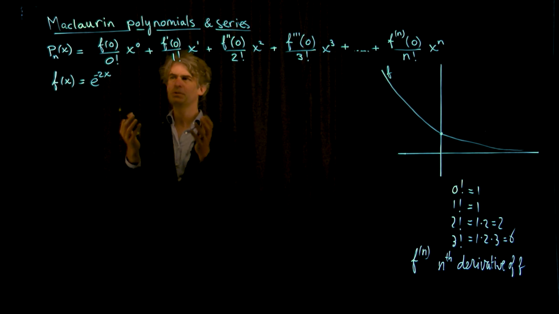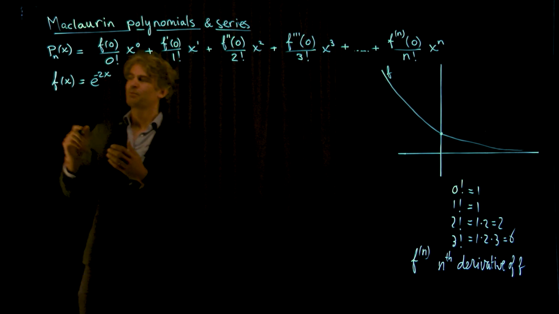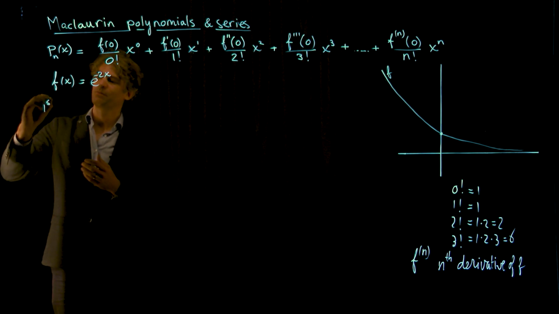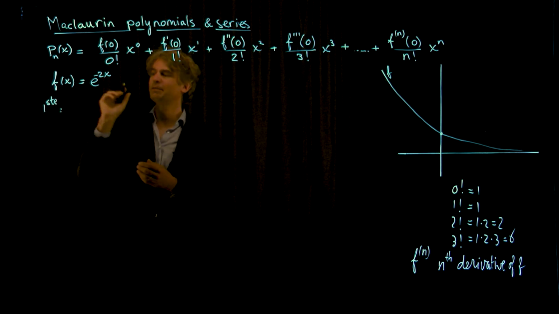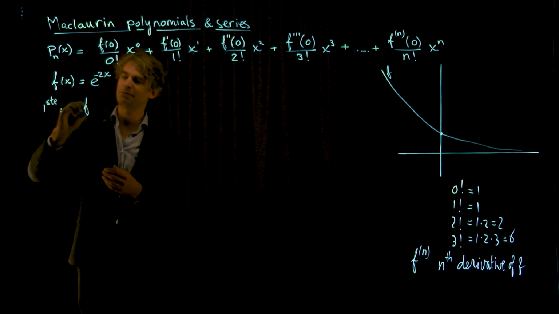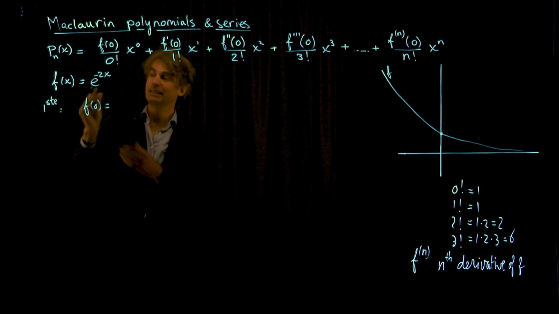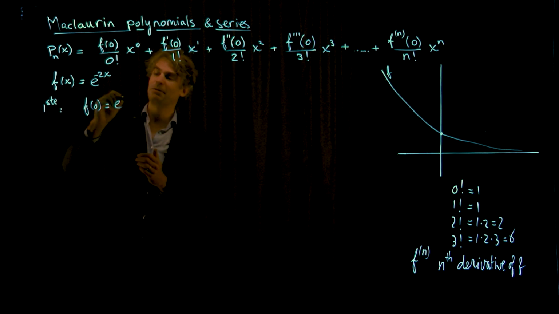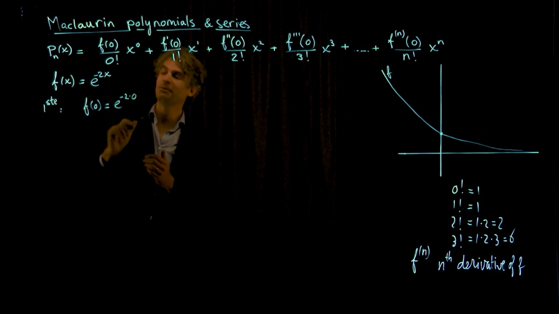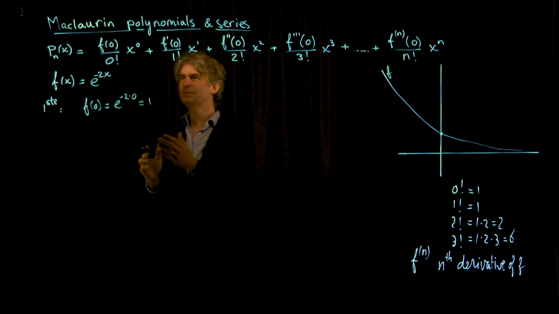So if we want to compute the first polynomial, the first Maclaurin polynomial, we don't need to do much. So let's do the first. What do we need to do? We just need to plug 0 into our function. So we get f of 0 equals, yeah, this is our example, right? It's e to the power 2x. So it will be e to the power minus 2 times 0 equals simply 1. And that's all we need to do.